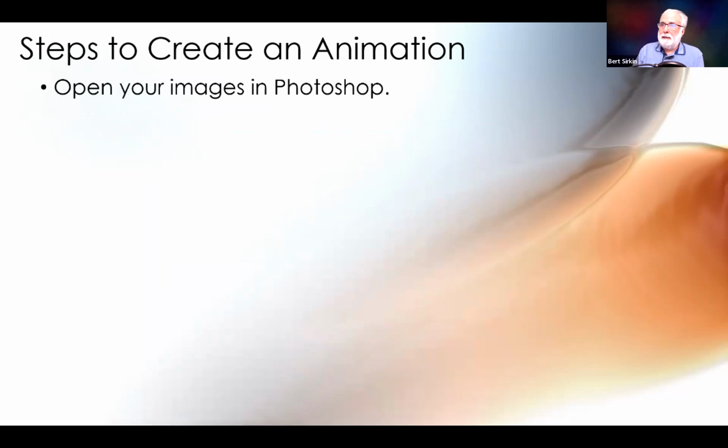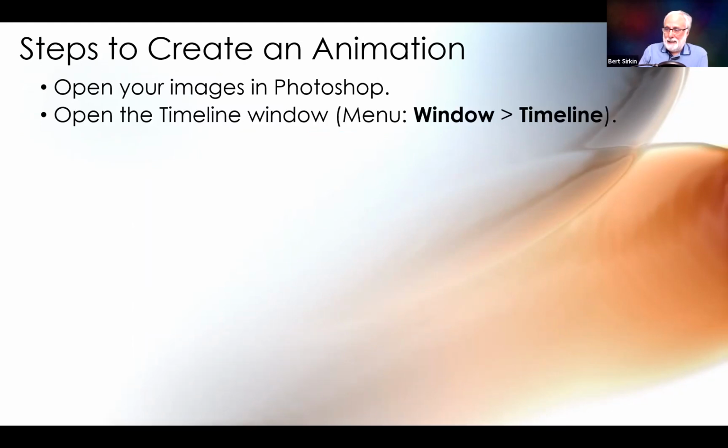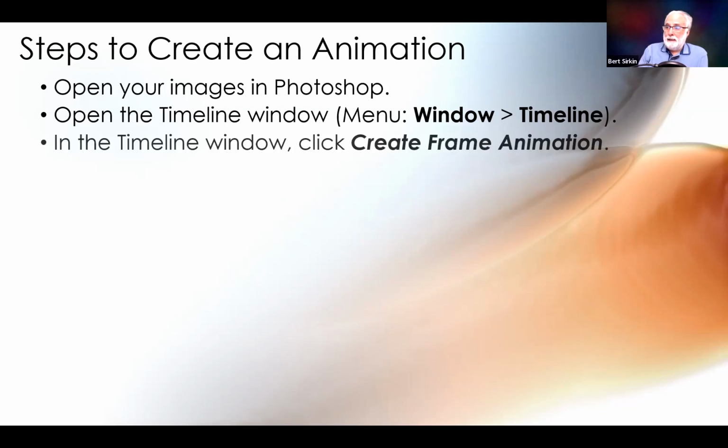So let me go through the steps you're going to do to create an animation. This is almost everything you need to know about creating one. First of all, you can't do this in Lightroom. You can edit your images in Lightroom, but to create an animated GIF, you have to do it in Photoshop. So you're going to open all of your images in Photoshop. In that last sequence, I opened all 47 in Photoshop, and then you want to show your timeline. And then you're going to click Create Frame Animation.